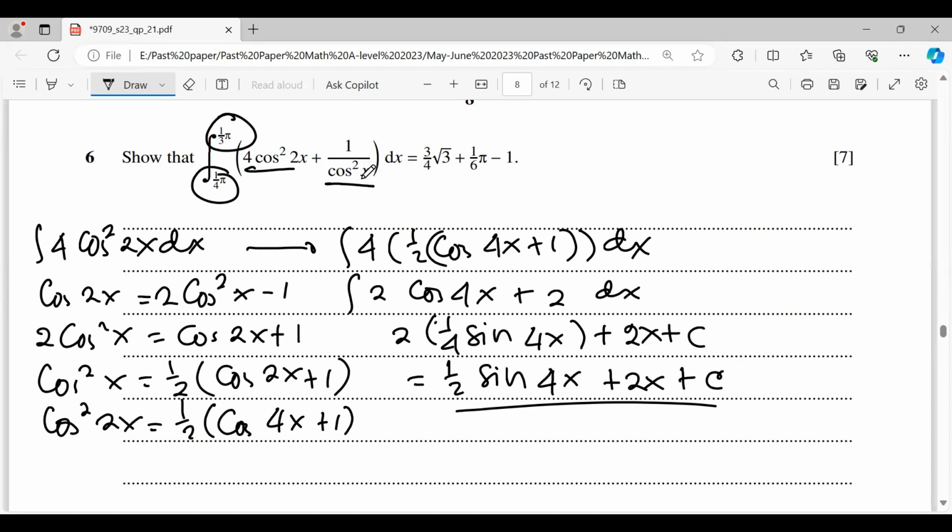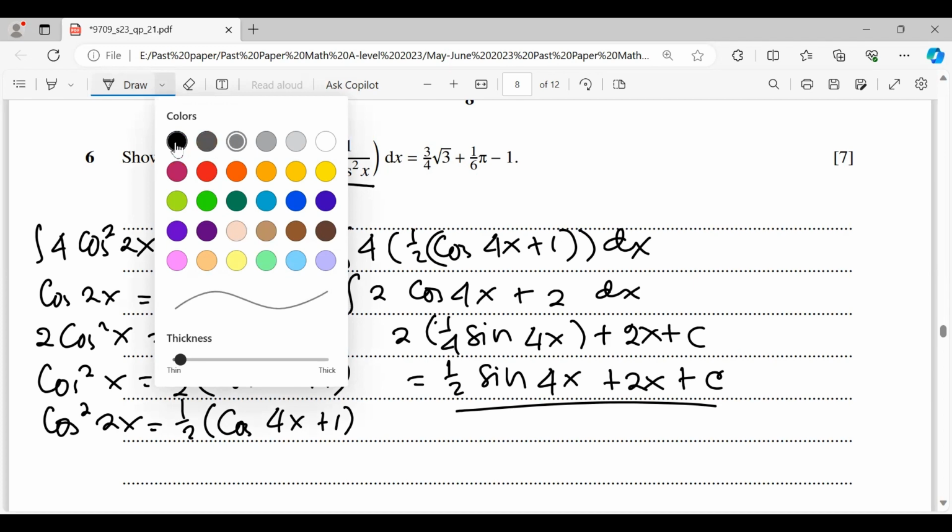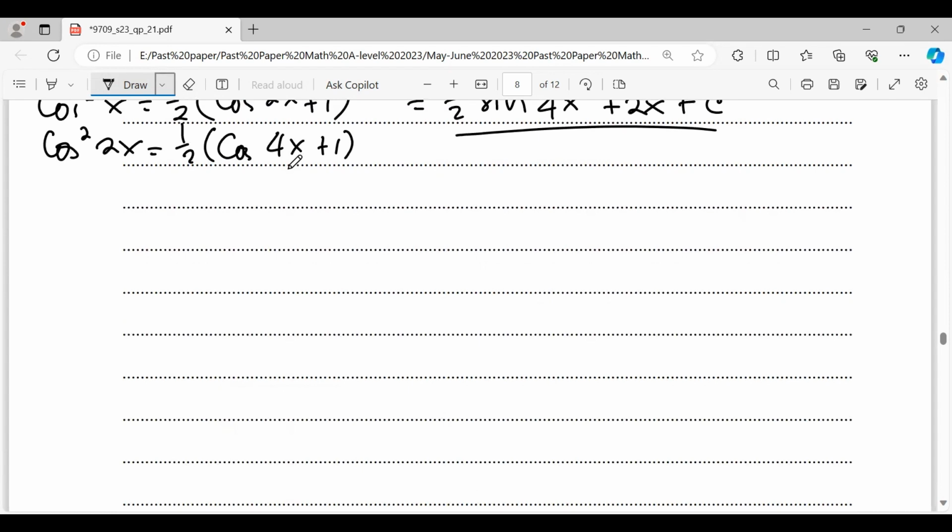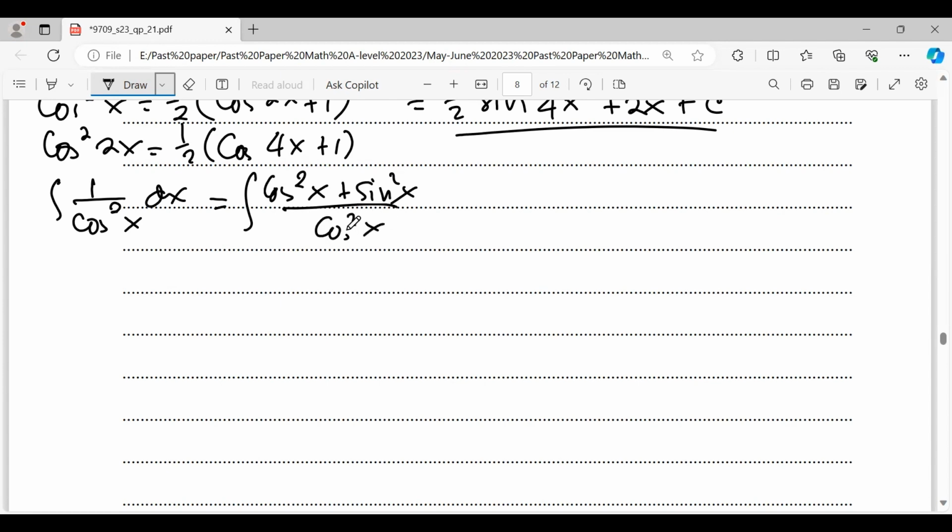And the second integral is the integral of 1 over cosine squared x dx. I'm going to change this integral. It becomes the integral of cosine squared x plus sine squared x over cosine squared x dx. Then it becomes the integral of tangent squared x plus 1 dx. We are going to find the integral of tangent squared x plus 1, which is the same as the integral of 1 over cosine squared x dx.